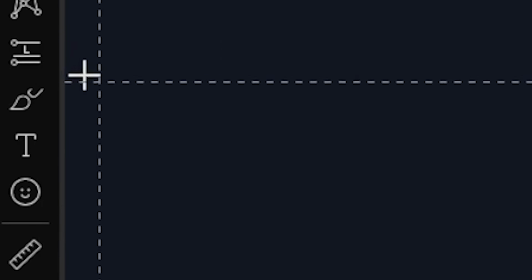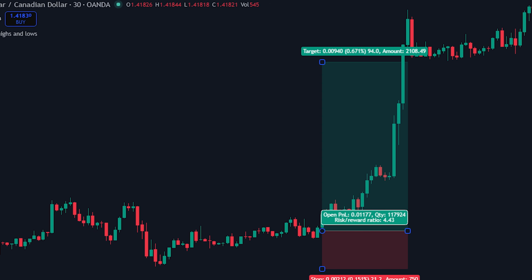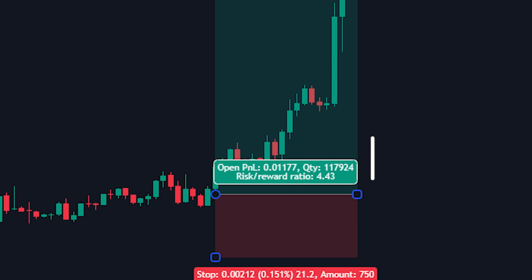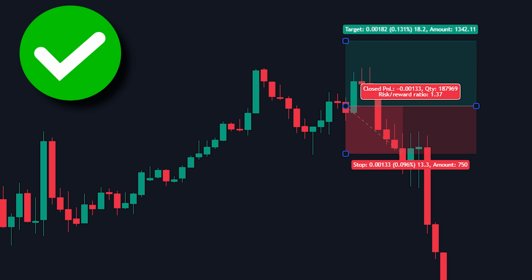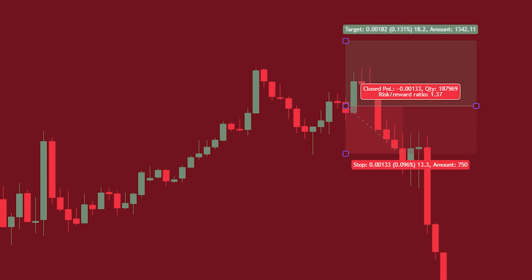To easily figure this out, go to the left hand side, choose this icon, click long position, mark out your take profit and your stop loss. This risk to reward ratio number should be bigger than 2.5. If you got all the previous steps done right, but the risk to reward is under 2.5, you do not take the trade.